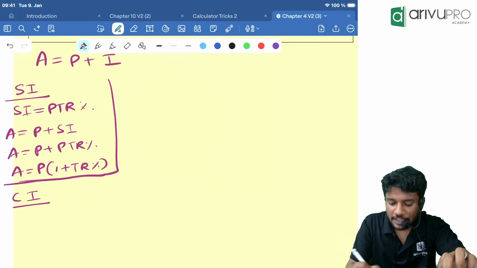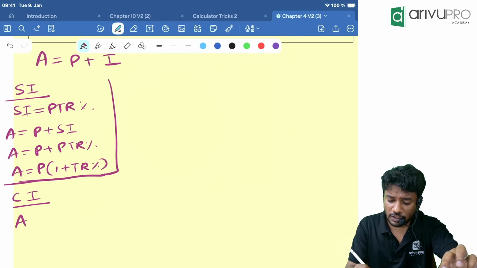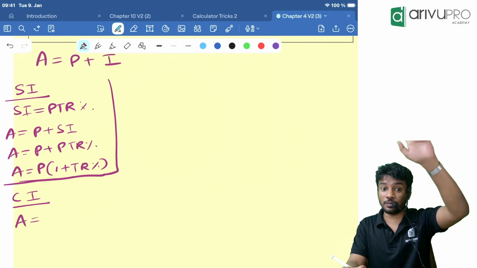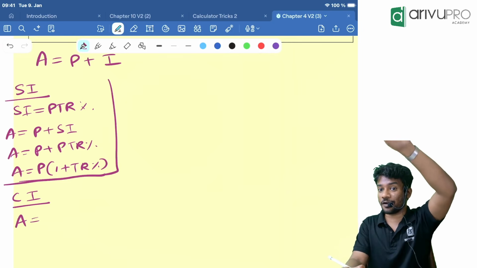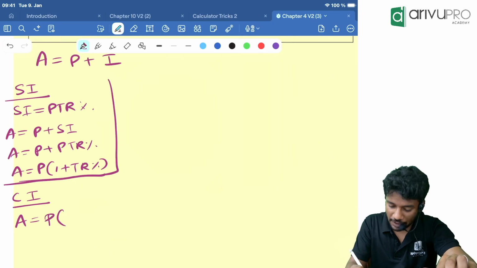CI. In CI, what is the case? The CI formula, before that, the amount is how much? We have two methods. One, we will use the calculator, or we will use this formula method. CI is equal to what? P into 1 plus I the whole power n.